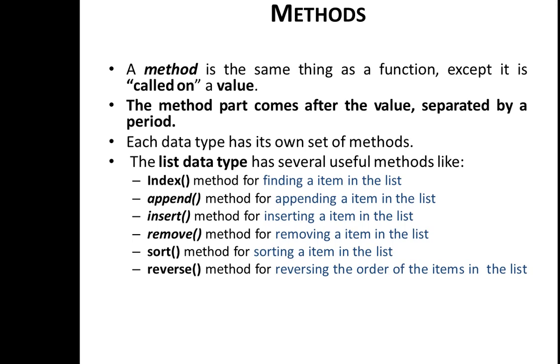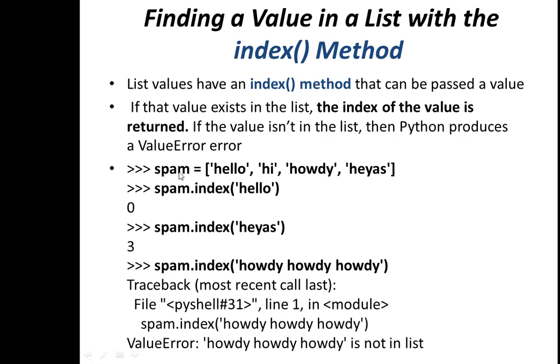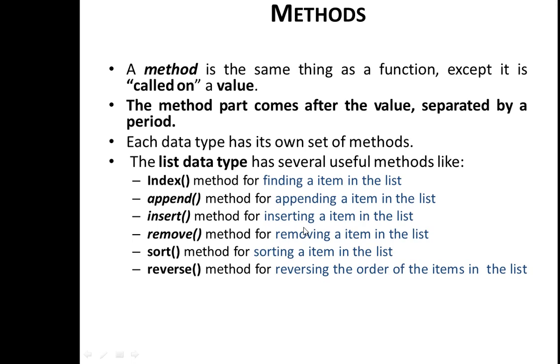In the sense, suppose spam is a variable, so upon this I am calling the method. So we are using a period or a dot operator. So a method, unlike a function, is called upon a value. You first write the value, then you write the dot operator, and then you write the method. So that's how you differentiate between a method and a function.